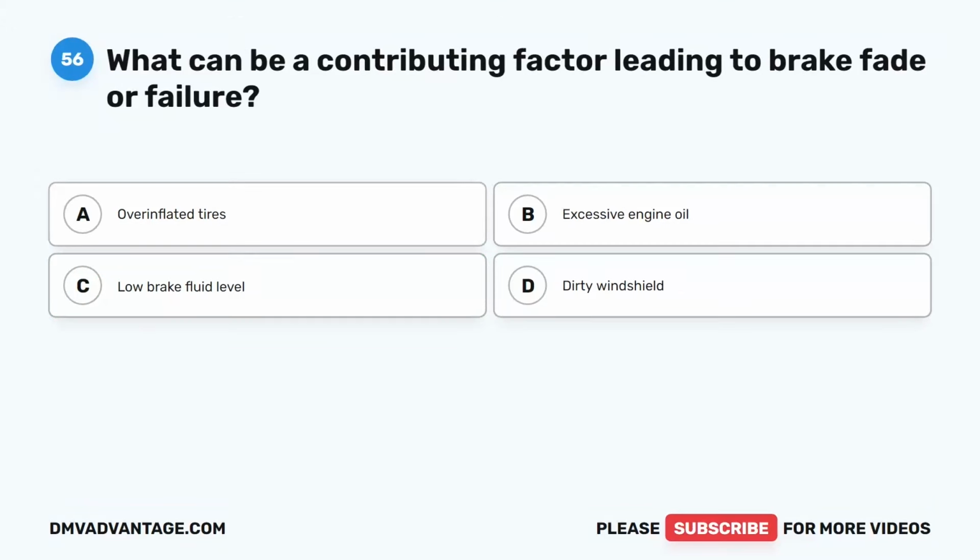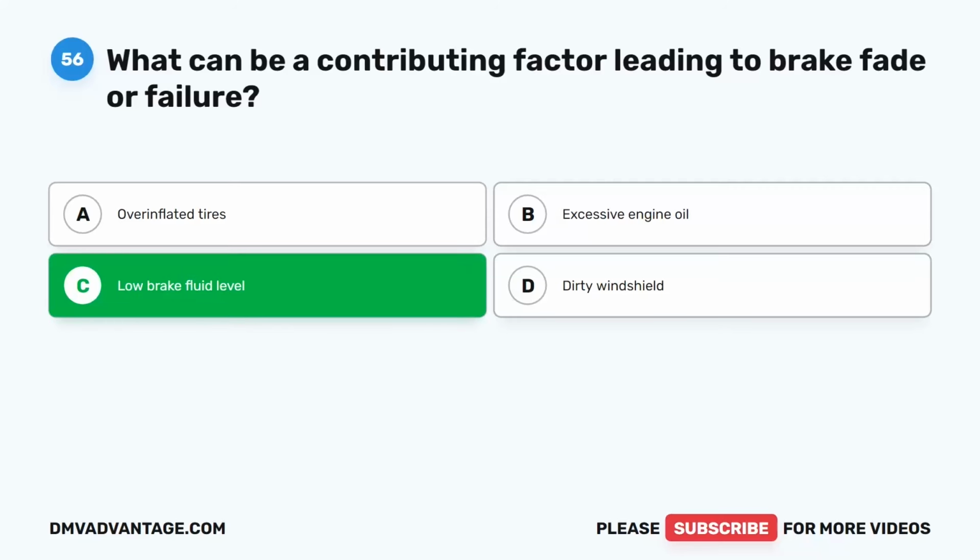Question 56. What can be a contributing factor leading to brake fade or failure? A. Overinflated tires. B. Excessive engine oil. C. Low brake fluid level. D. Dirty windshield. The correct answer is C.